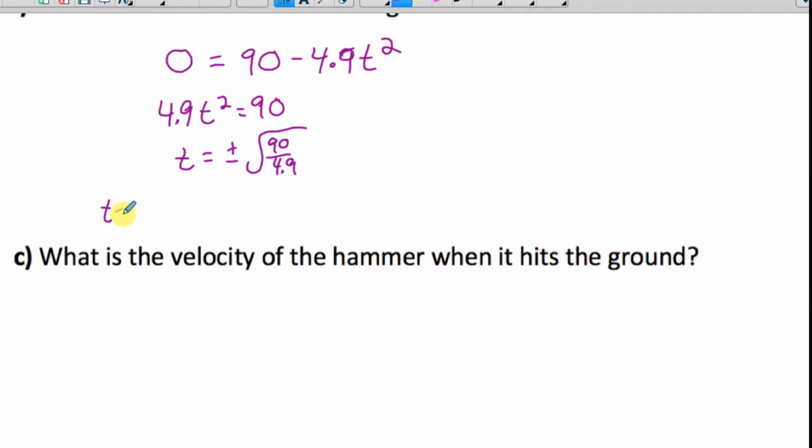We would get 4.286 and also negative 4.286. But we can reject the negative one because we know we can't have a negative time. So at 4.286 seconds is when the hammer is going to hit the ground.